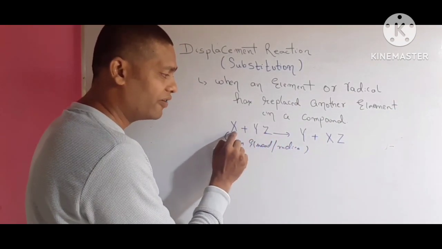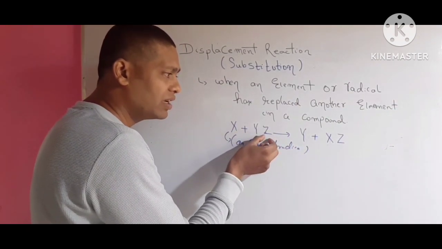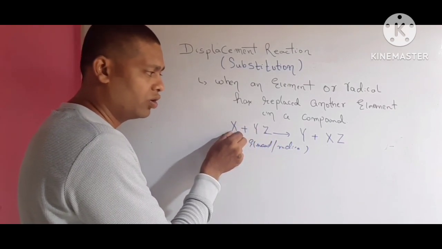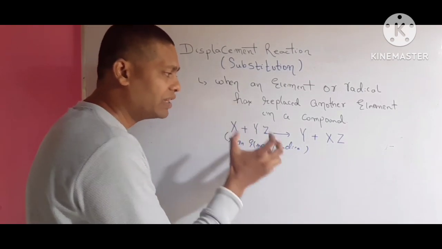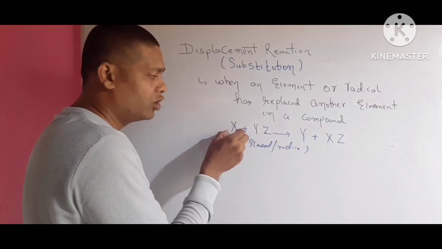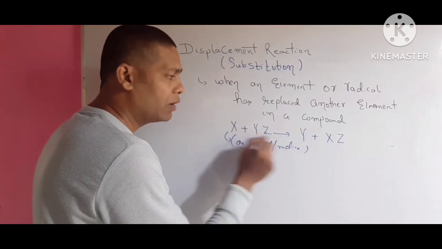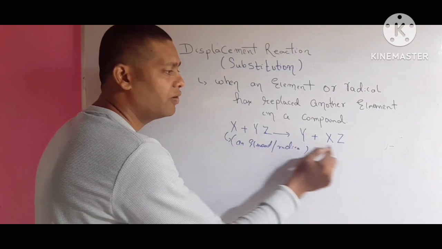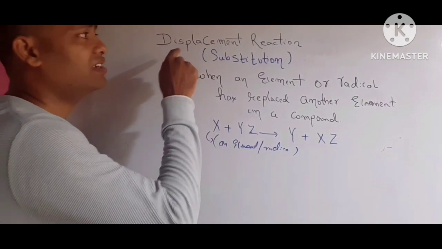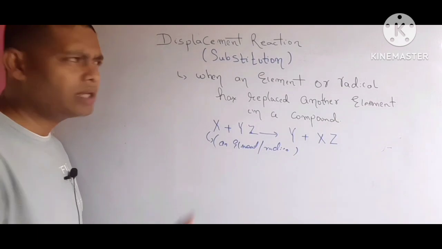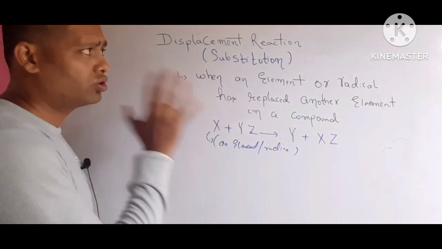So x has the power, so it will pull this z towards itself. It will pull the z towards x. So now what will happen? Y will be alone, and x and z will form a compound. So the topic which we are going to discuss is the displacement reaction. It is also known as substitution, so there are two different names.